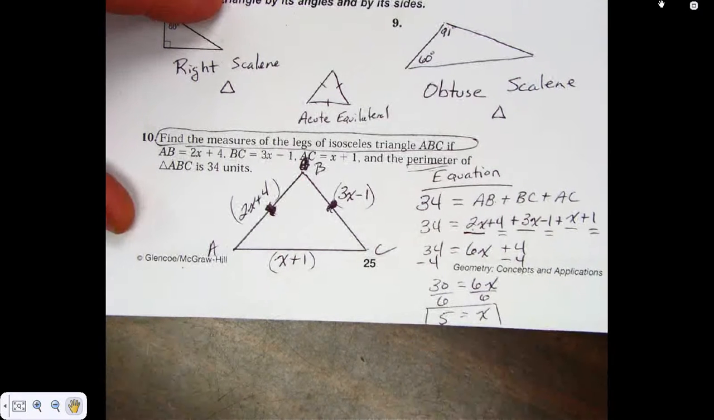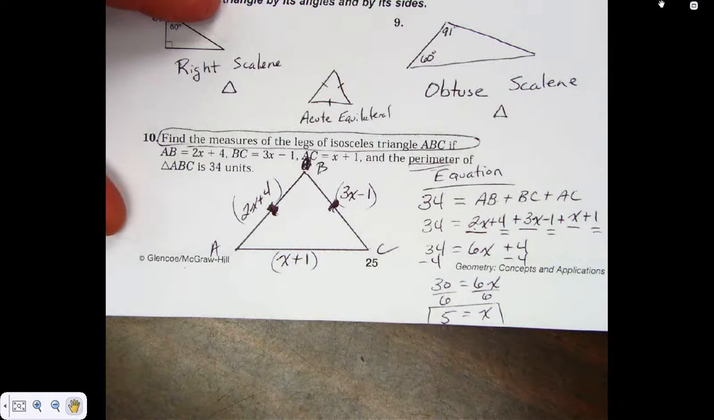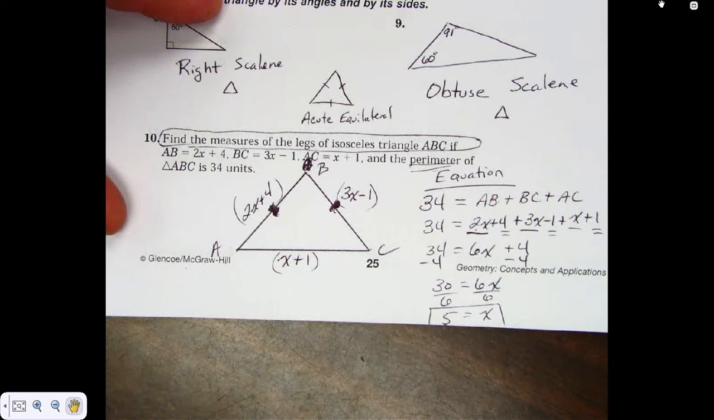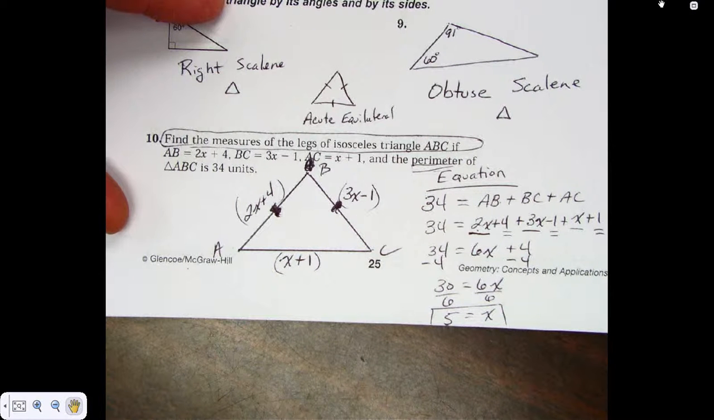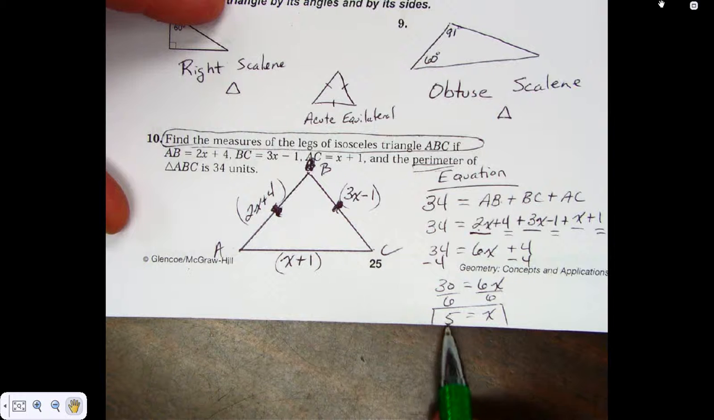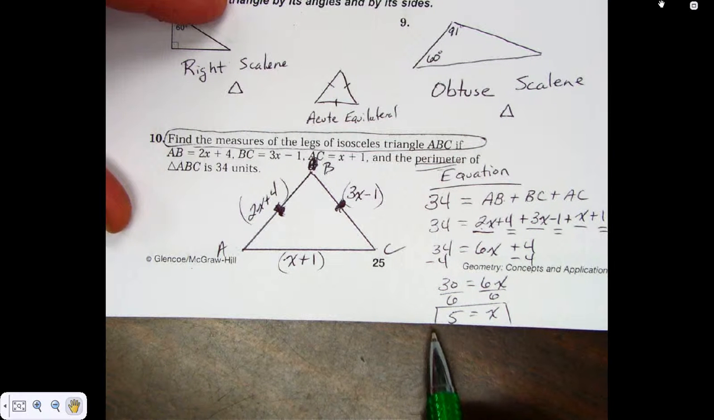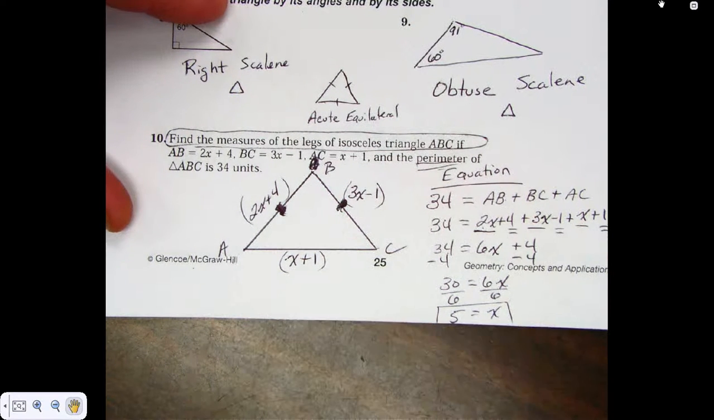Are we done? In a multiple choice test, and how mean they are on SAT tests and regular tests, what's one of the answers definitely going to be in this problem for A, B, or C? Yeah, they're going to put 5 there. And you're not wrong. X is 5, but is that what they asked for? They asked for the legs.